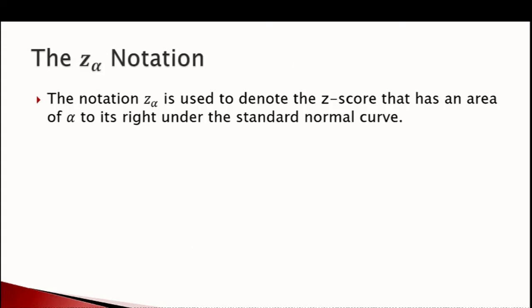Okay, so let's move on to another very important concept, the z sub alpha notation. Here you see z and the Greek letter alpha. The Greek letter alpha is a little bit beneath z, so we usually call it z sub alpha. It is used to denote the z-score that has the area equal to alpha. Don't be scared, alpha is just a Greek letter that denotes some numerical value you will see in a little bit. It has the area of alpha to its right under the standard normal curve. So alpha again is any constant.